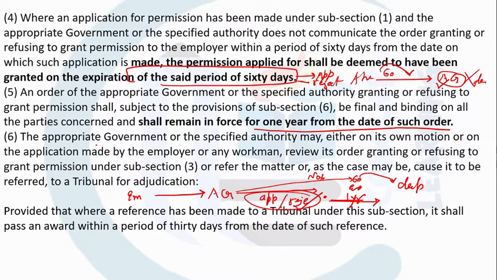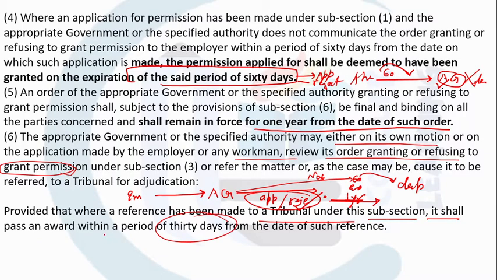So now the appropriate government or the specified authority, either by its own motion or on application by the employer or any workman, may review the order granting or refusing permission. So it can be reviewed also. Provided that where a reference has been made to a tribunal, it shall pass an award within the period of 30 days.